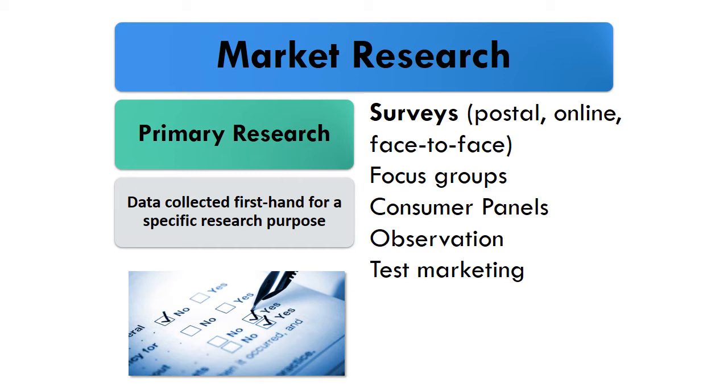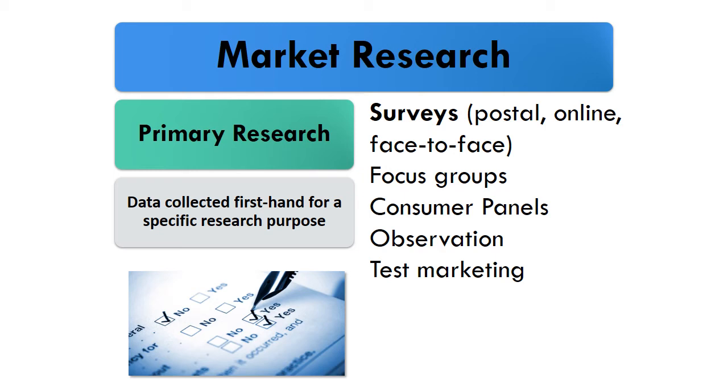And our last example of primary market research is test marketing. So test marketing involves launching a new product in a narrow geographical area before a full launch. And this gives a business a chance to collect feedback and make changes to the product, and maybe changes to other things such as their promotional strategy or their pricing strategy before launching the product in its full geographical area.